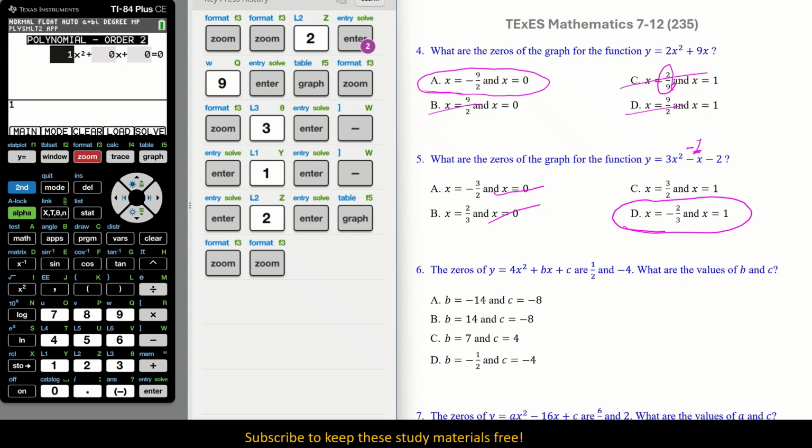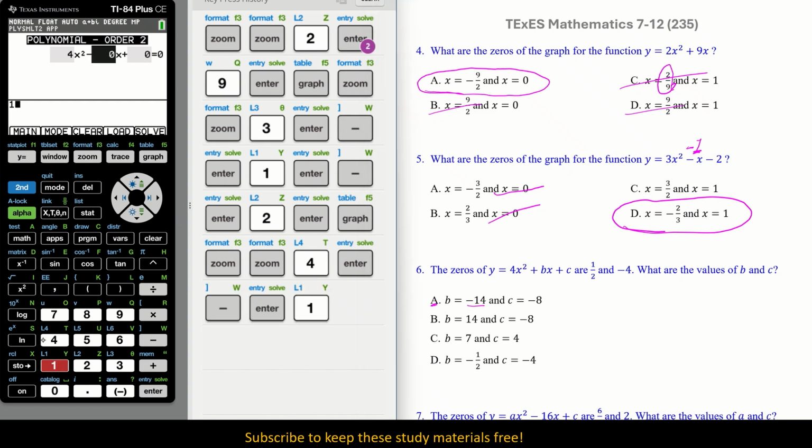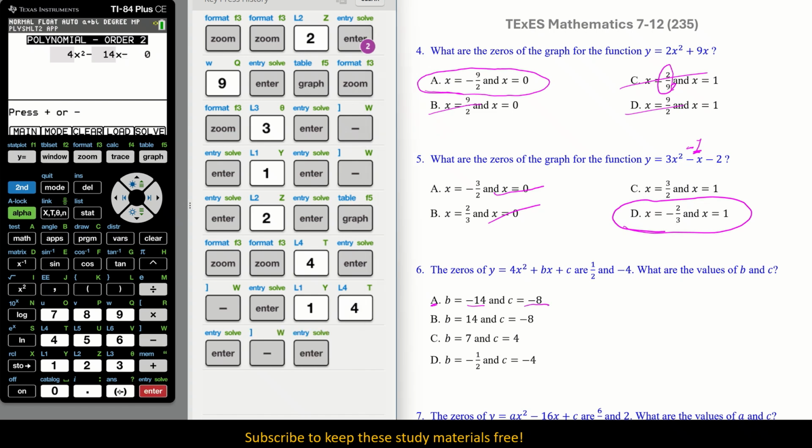Now, this is what we need to do. Type your 4 in, okay, and then whatever the option is here, let's look at A. It's a negative 14. So, or for us, a subtract 14. So push minus, enter, 14, enter. And now that is again a subtract 8. So subtract, enter, 8, enter. Okay, so everything's in. Now we need to solve.